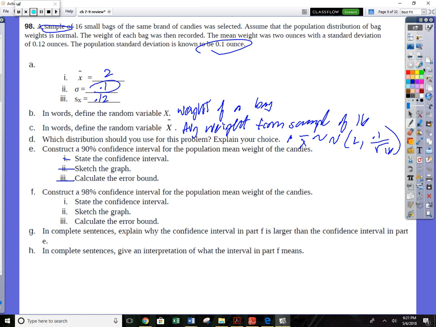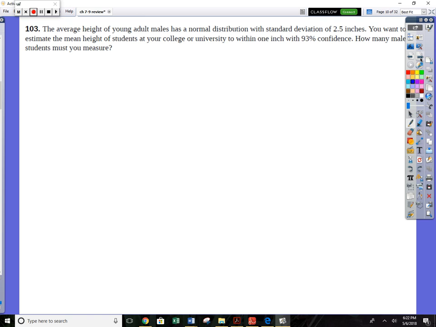Okay, so we just did G and H. Now this is a good problem. The average height of young adult males has a normal distribution, with a standard deviation of 2.5 inches. You want to estimate the mean height of students at your college or university to within 1 inch with 93% confidence. How many males must you measure? So how many males do we have to sample?